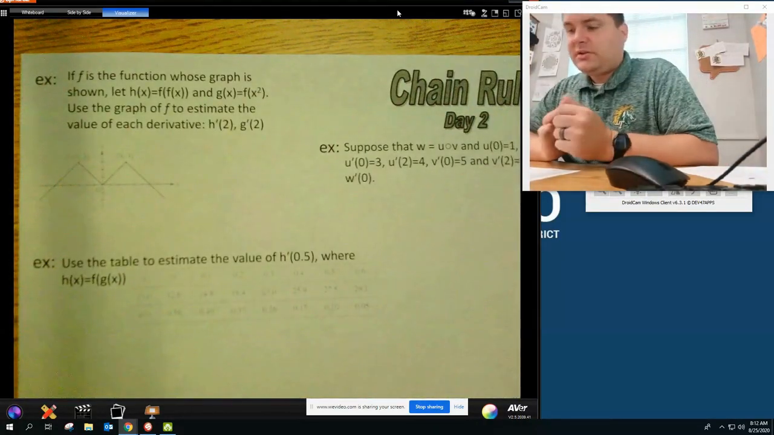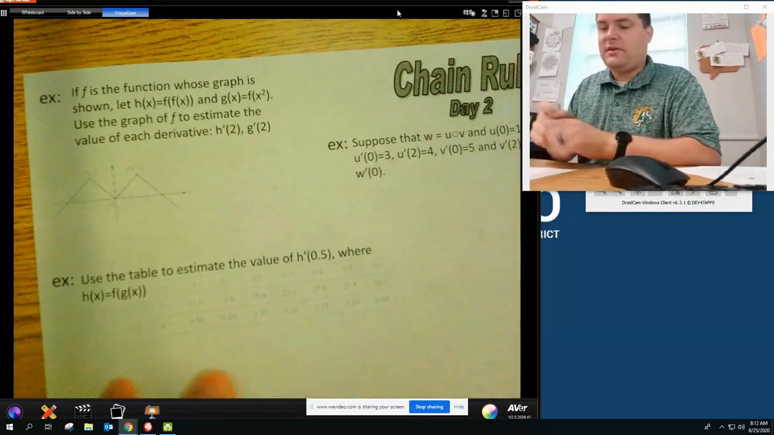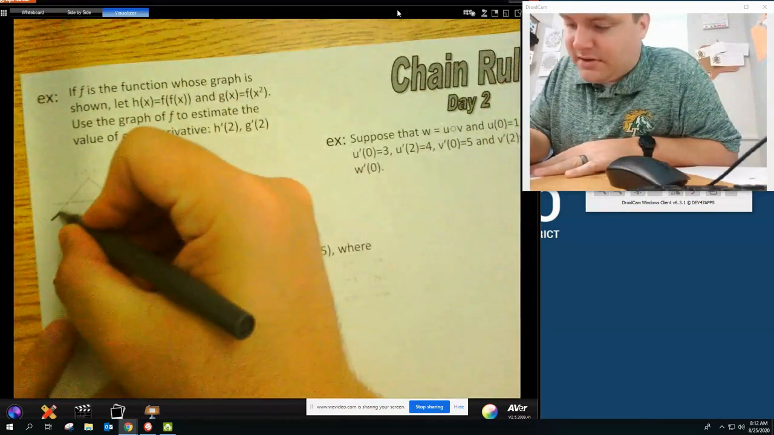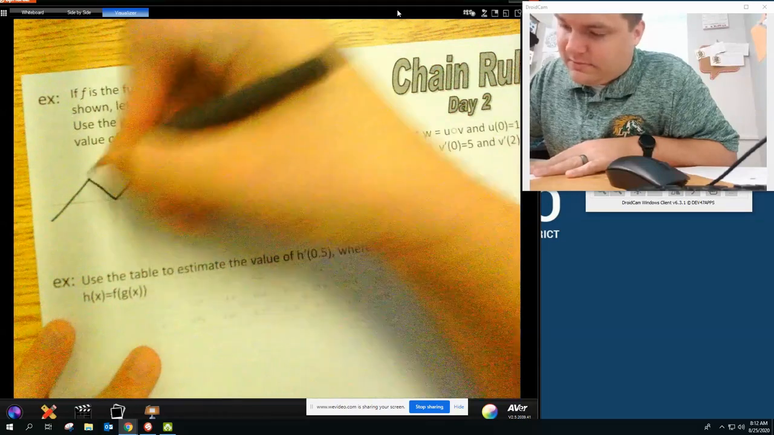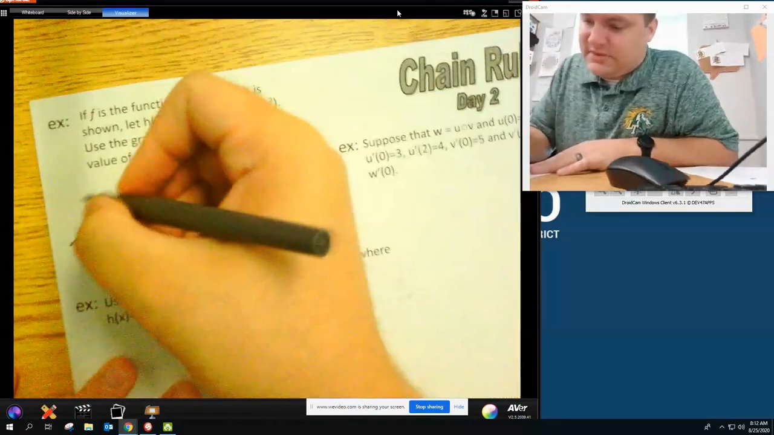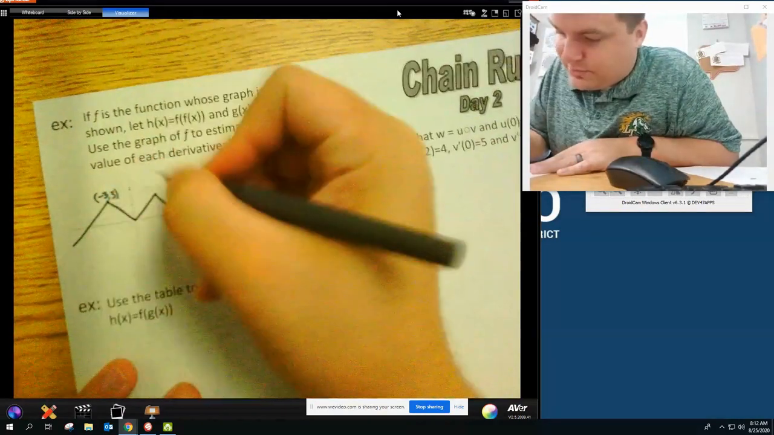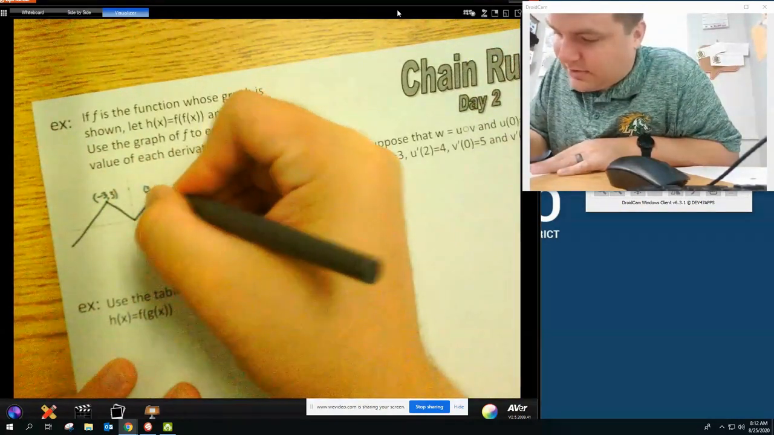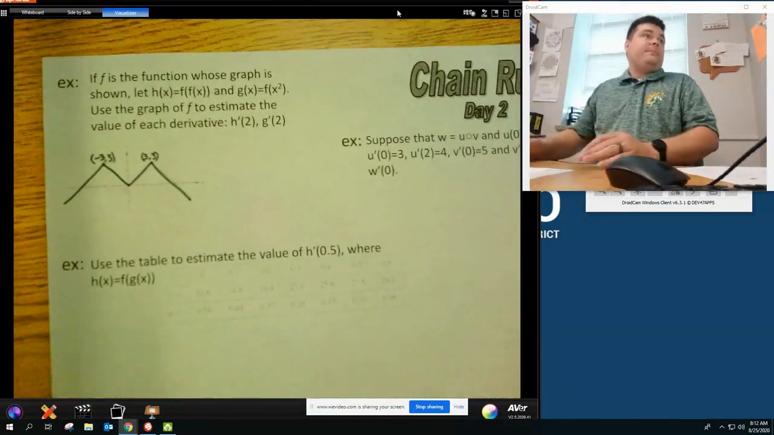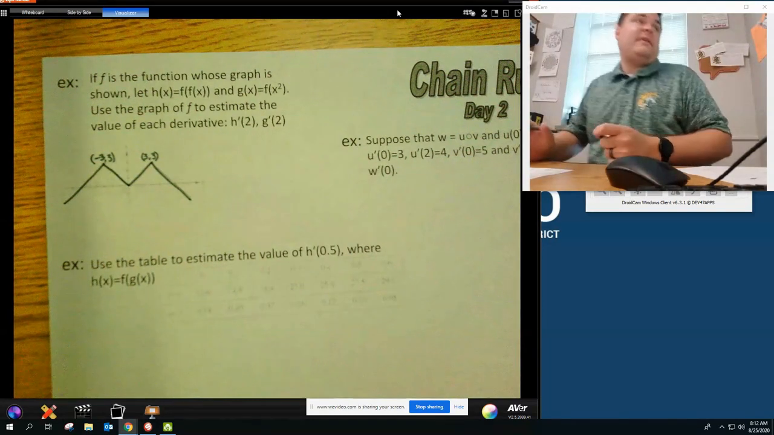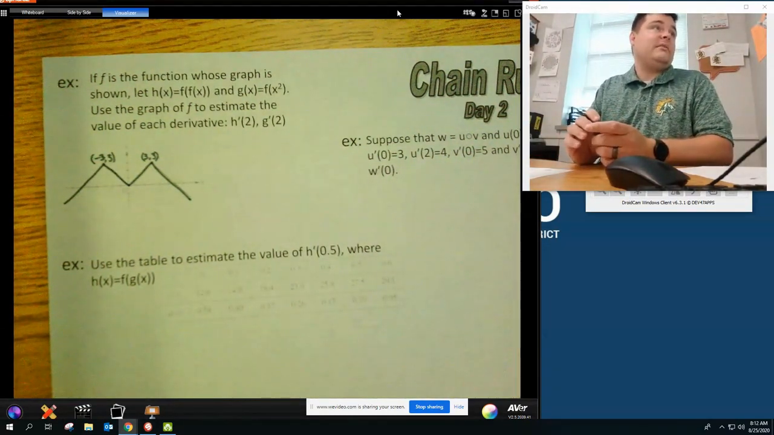If a function whose graph is shown, which is right here, it's kind of hard to tell in the video here, but I'll highlight some important things as we go through it. And this should be nicely printed out in your notes. This is the point (-3, 3), and this is the point (3, 3), and this is the origin right there. So let h(x) be f(f(x)) and g(x) be f(x^2). Use the graph to estimate the value of each one.